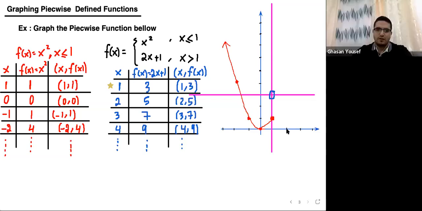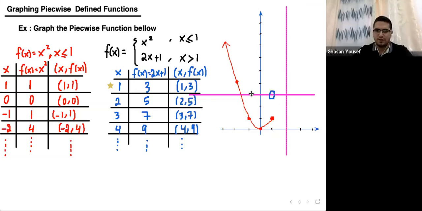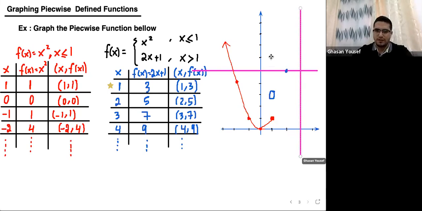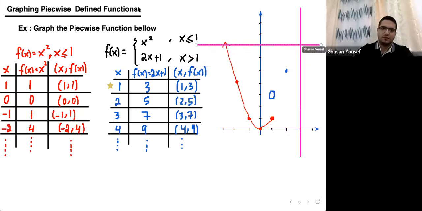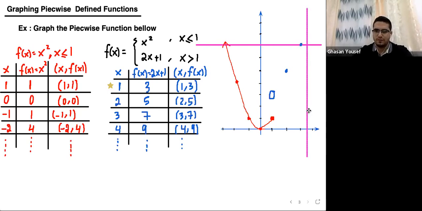For the second point, 2 and 5. Here is 2 and here is 5. So it should be like this. For the third one, 3 and 7. Here is the 3 and here is 7. So this is the point. The fourth point is 4 and 9. Here is 4 and here is 9.